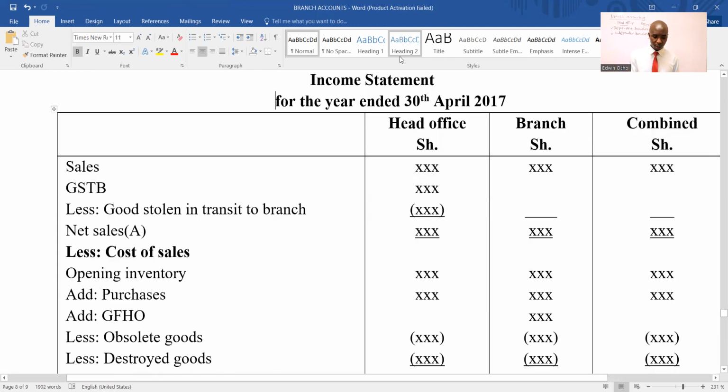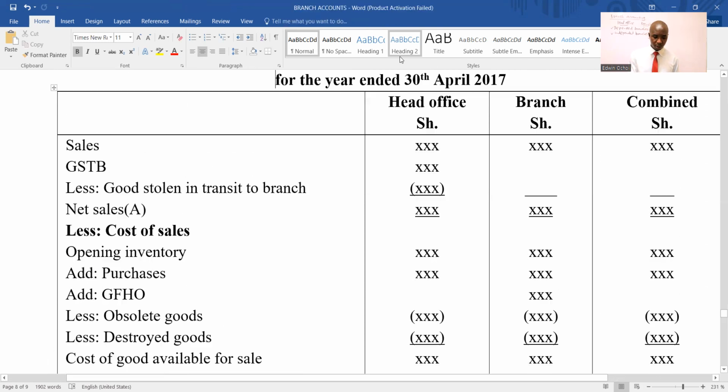You talk about cost of sales. With the cost of sales, it's all about opening stock plus purchases, then add goods from head office. You can see goods from head office will appear only under the branch, the same way goods sent to the branch was only under the head office. So the two must be equal to each other. Goods sent to the branch under head office, and after purchases, goods from head office, which is added. So the two must be equal to each other.